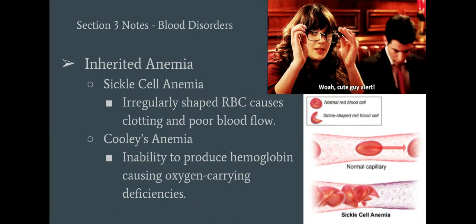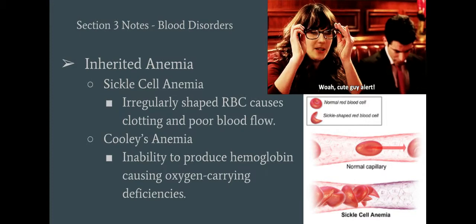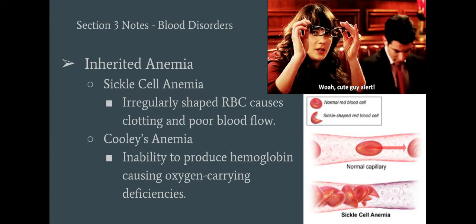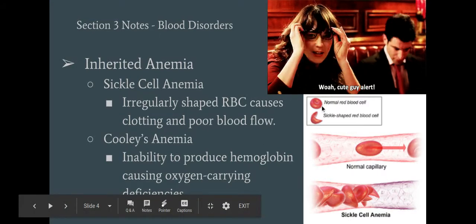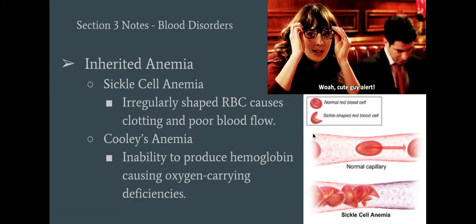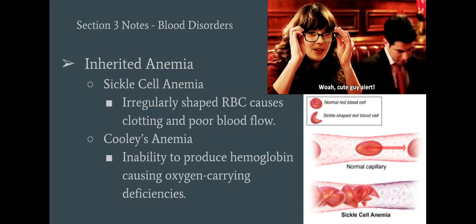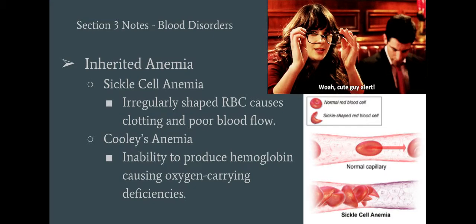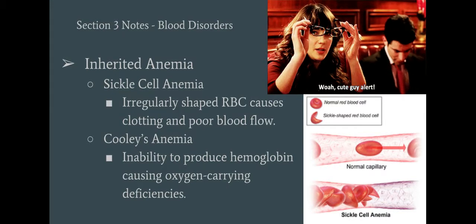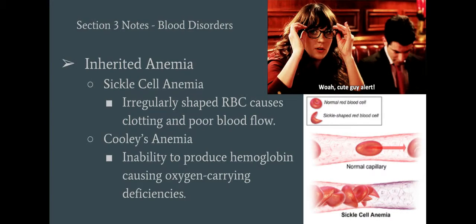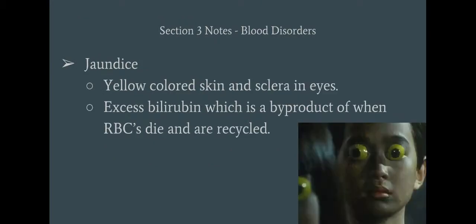It causes those symptoms. You can also have some inherited anemias, which are sickle cell as well as Cooley's. Sickle cell is probably the most common one. You can see here's a normal red blood cell, which kind of looks like a donut, and here is the sickle-shaped red blood cell. The reason it is considered an anemia is because this irregular shaped red blood cell causes clotting and poor blood flow. Cooley's anemia is just the inability to produce hemoglobin, which causes oxygen carrying deficiencies. So it's more of a functionality problem due to the lack of hemoglobin.